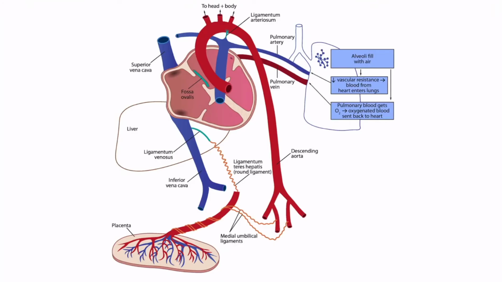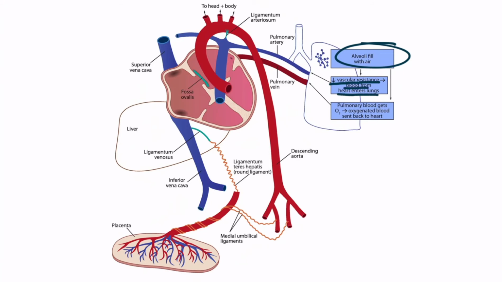This image depicts newborn or neonatal circulation. In the fetus, the alveoli were filled with amniotic fluid, but after birth, the newborn inhales atmospheric air, and this will fill the alveoli with air. This decreases the vascular resistance in the lungs. This means that blood through the pulmonary arteries will travel to the lungs more easily.